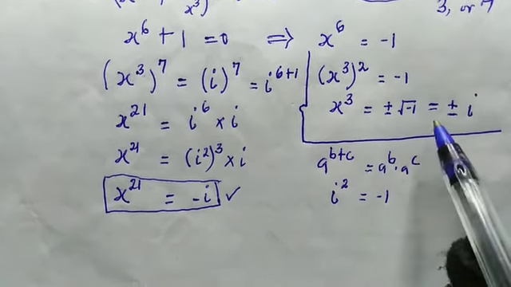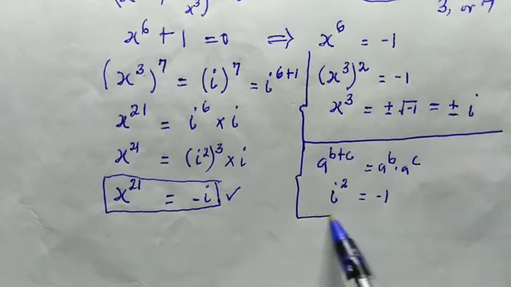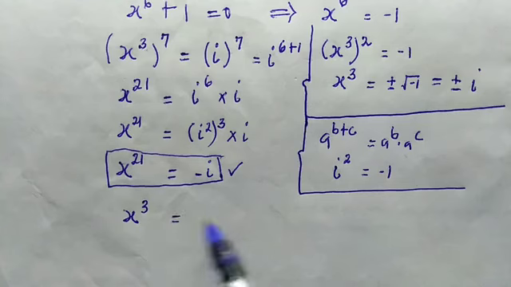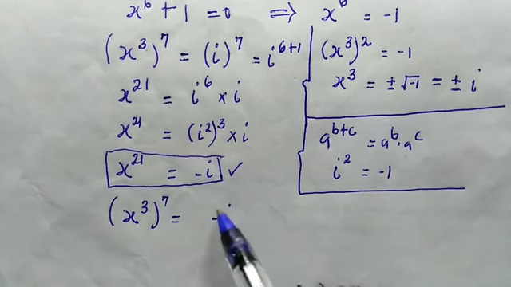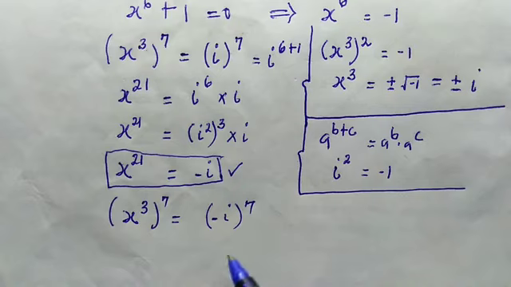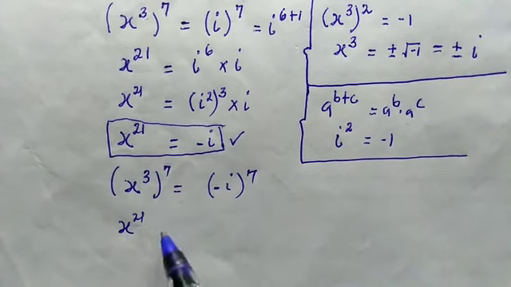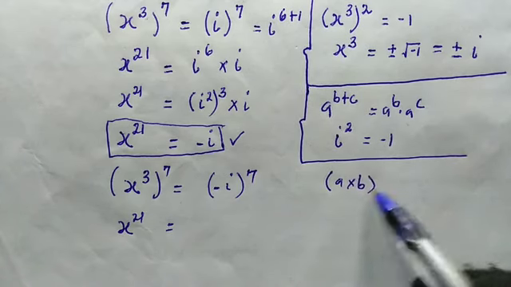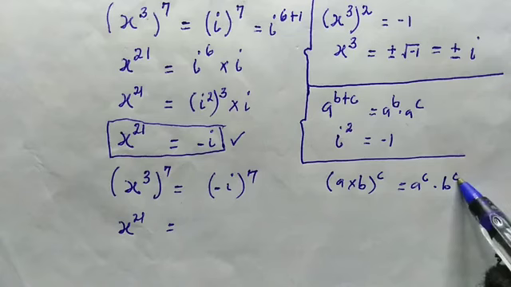Now, we have the other value for x cubed, which is negative. So from here, we have x to the power of 3 is also equal to negative i. So here, raise both sides again to the power of 7, since we're interested in finding the value for x to the power of 21. So here we get x to the power of 21. This is equal to, this property, (a times b) to the power of c is equal to a to the power of c multiplied by b to the power of c.